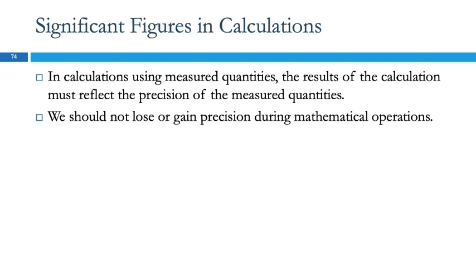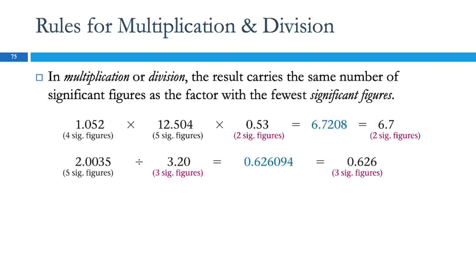So, when we do calculations, we shouldn't be gaining or losing precision. So, if we're multiplying and dividing, and this is probably the most important type of calculation that we need to understand significant figures for, this is the rule. The result, the answer, is going to have the same number of significant figures as the factor, the thing that we are multiplying or dividing, that has the fewest number of sig figs.